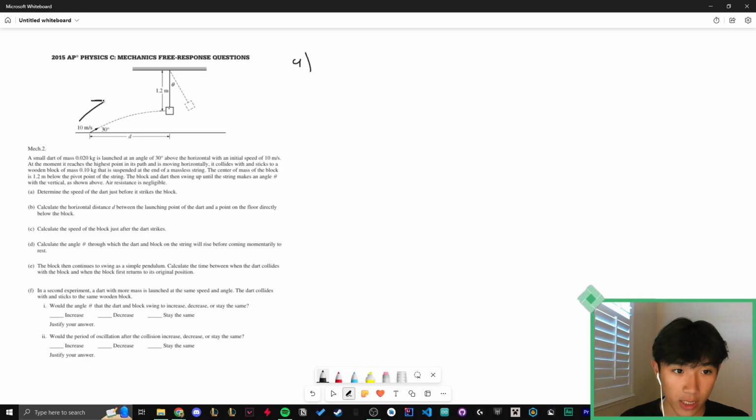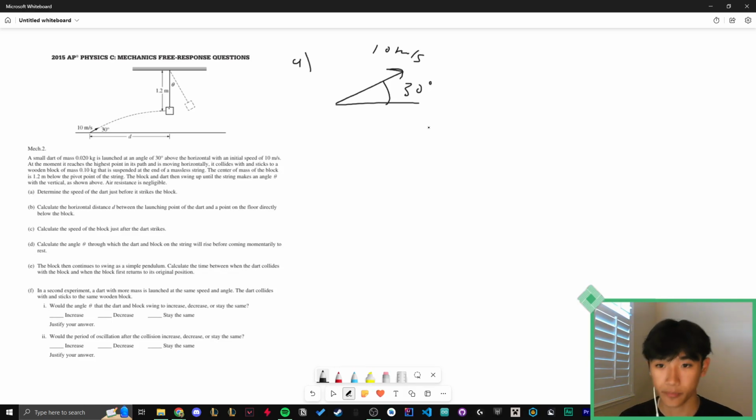We can't just take this diagonal because this is vertical plus horizontal, and that's what makes it diagonal, right? We just want the straight horizontal component. So I'm gonna just draw this out real quick. So this is 10 meters per second, and this is 30 degrees. So how can we figure out the horizontal component? Well, we just have to use a bit of trigonometry to figure out this specific length.